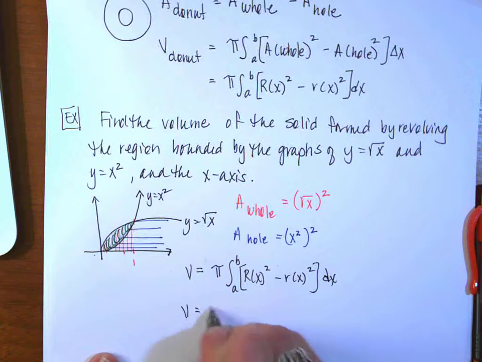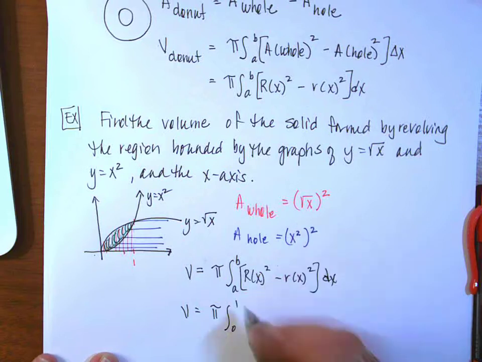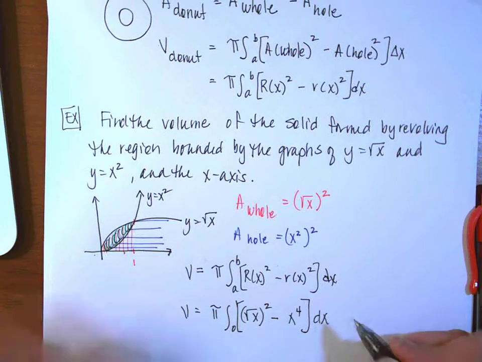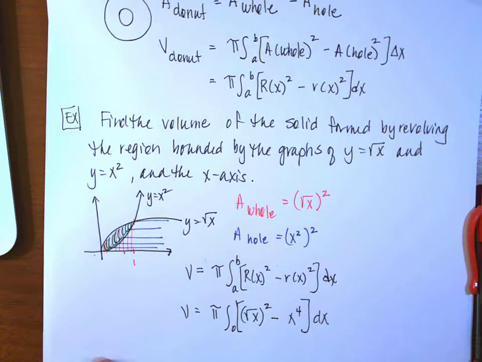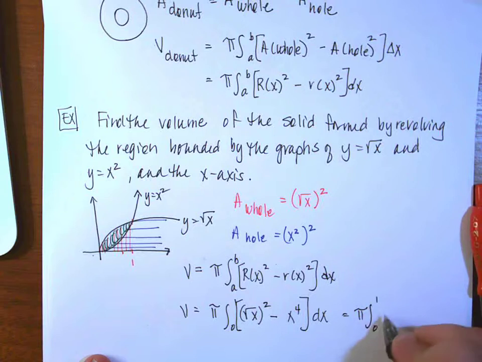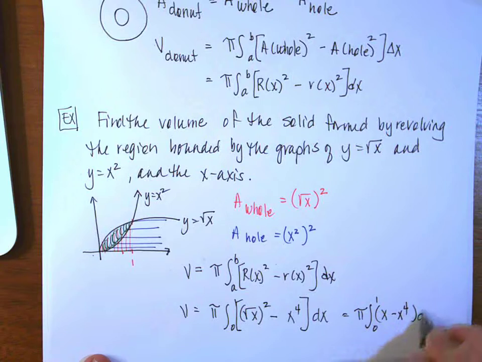So then if I fill in my information, I'm going to get pi. I'm integrating from 0 to 1 because those are the 2 points of intersection. The area of my hole is radical x squared minus x to the fourth. I'm just going to go ahead and write that one already squared, and then dx. And then I would clean this up a little bit. This is pi integral from 0 to 1 of x minus x to the fourth dx.